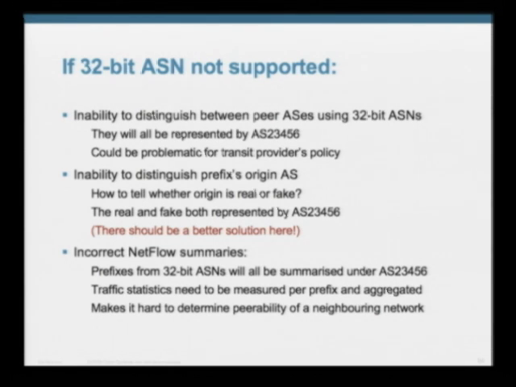How do you distinguish between a prefix's origin AS? Again, they all look the same. Which one's real, which one's fake? What if somebody's coming along masquerading as somebody else? It's just 23456 to you, so it might be all right. If you're using NetFlow or any of the other type of traffic flow summarization stuff, well, 23456, it's all the same.